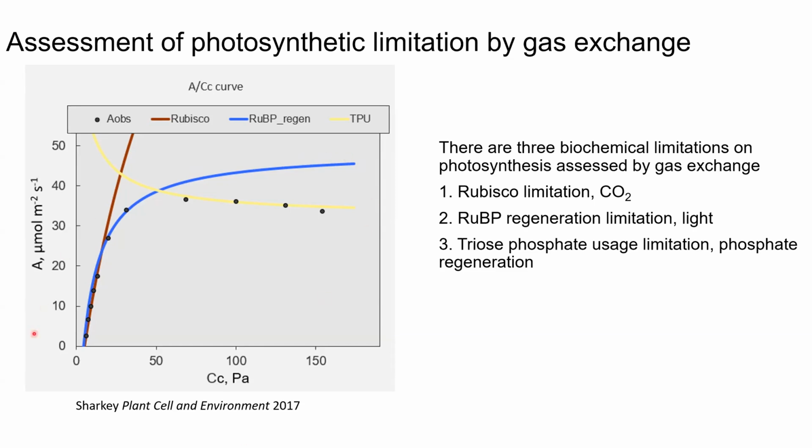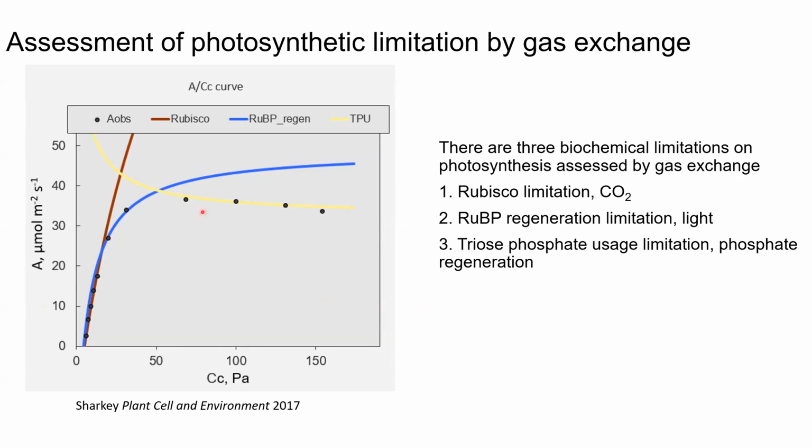The second, this blue line here, is called the RuBP regeneration limited portion of the curve. Sometimes we call it J limitation, where the products of electron transport rate are what limit photosynthesis. That's ATP and NADPH. And those are used in the regeneration of RuBP. And you tend to experience this limitation heavily if light levels are low.